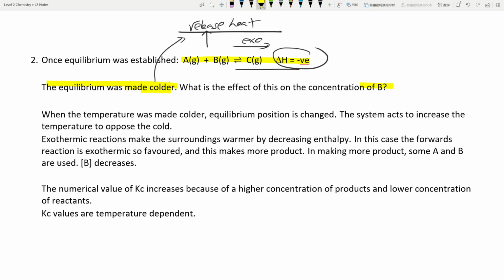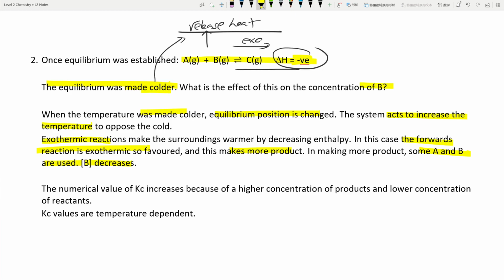Okay, so here we go. It's colder, so the equilibrium position has changed, so the system acts to increase the temperature. If you're reducing temperature, they want to increase temperature. How do they do that? By doing an exothermic reaction, and therefore the forward reaction is exothermic because the enthalpy is negative here, and this makes more products. How do you make more products? I need to use A and B to make more products, so B decreases.